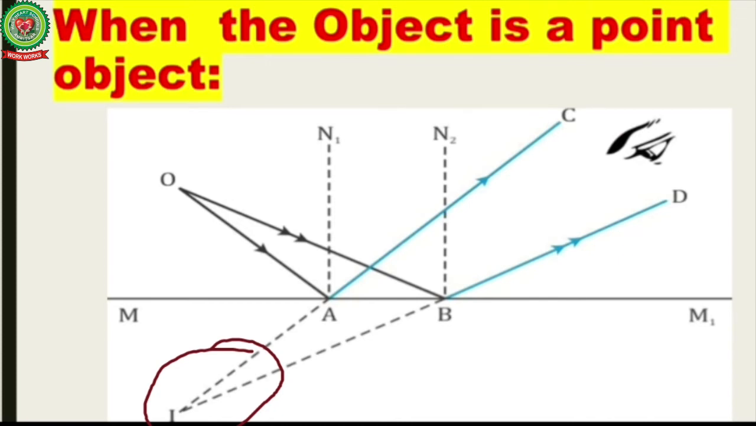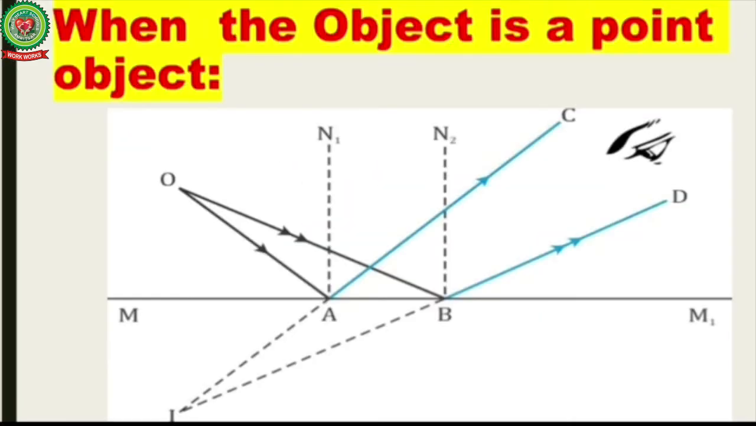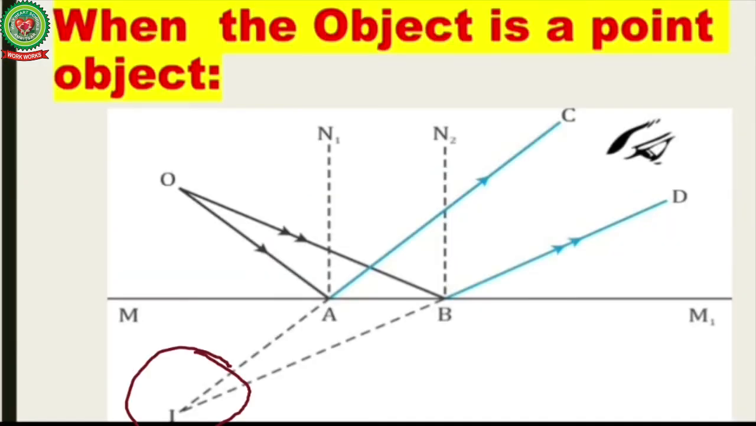Students, I is the image of the object. This image I is the virtual image of the object because it cannot be obtained on a screen. A virtual image is formed when the reflected rays meet if they are produced backward.